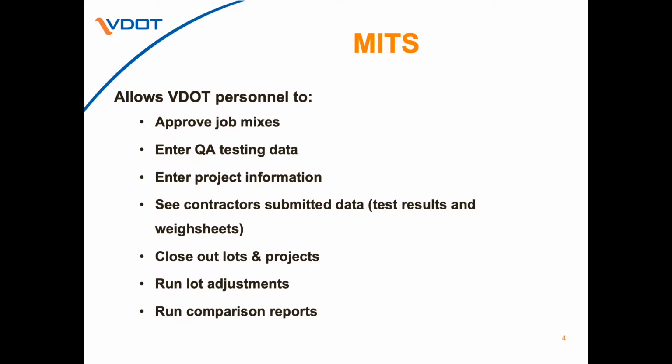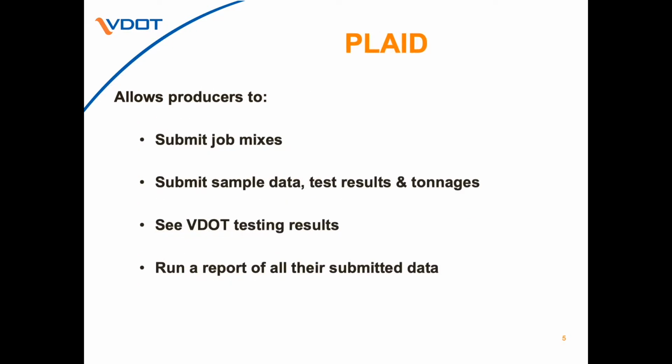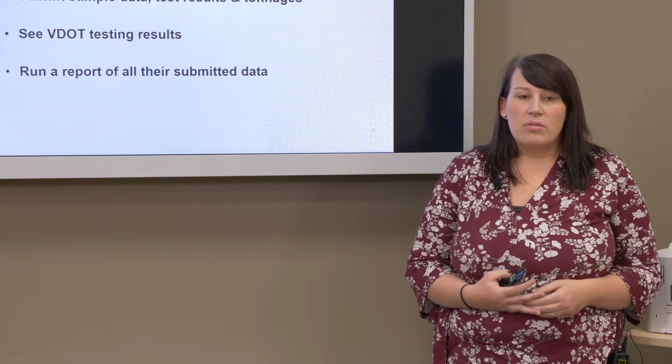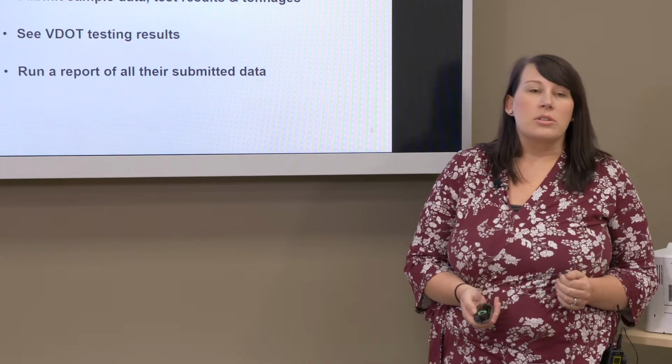run any lot adjustment or comparison reports that need to be done per specification. The PLAID side allows the contractors or the producers to submit those job mixes to the department for approval, submit sample data, test results, and any tonnages for VDOT projects, see VDOT testing results, and it allows the contractors to run a report of all their submitted data at the end of the year or throughout the season to kind of see where they're running and if they need to make any adjustments or not.